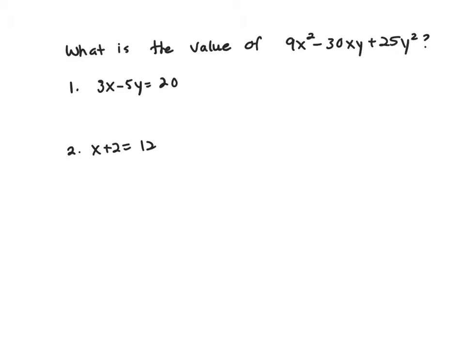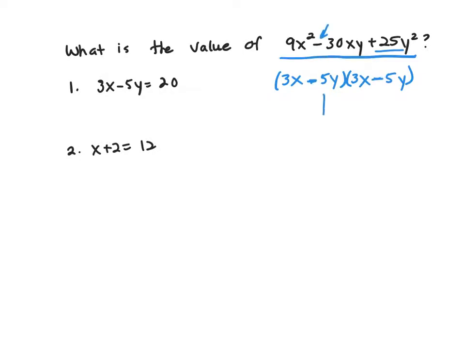We are trying to find the value of this. All right, well, let's mess with that. That looks like something you can factor into two binomials. And sure enough, 3x times 3x gives me 9x squared, and minus 5y times minus 5y gives me positive 25y squared. I made these both minus because I saw that negative.